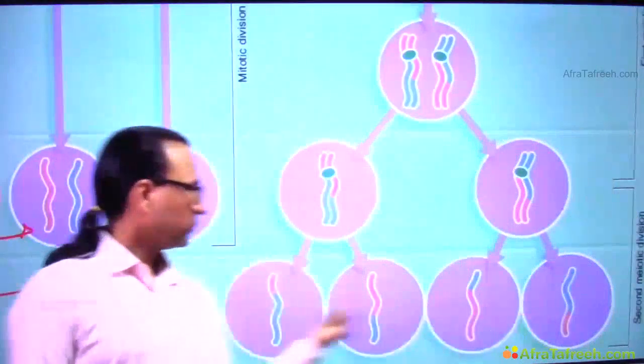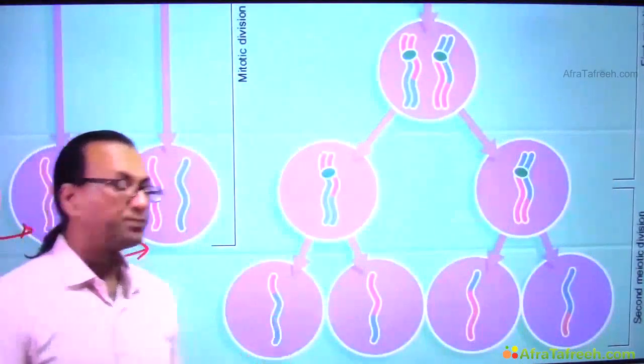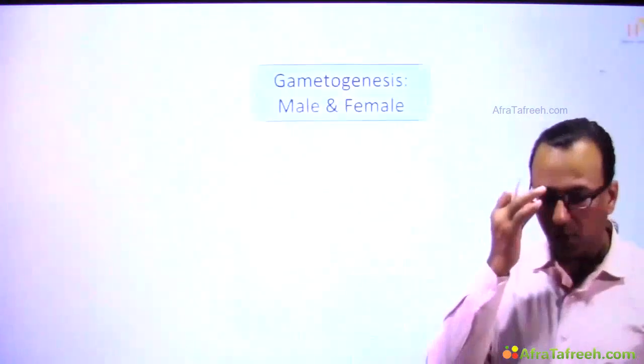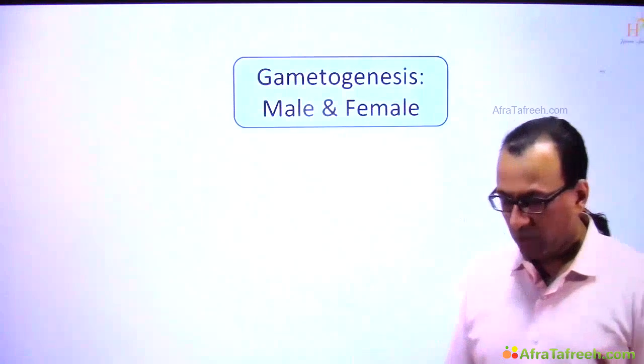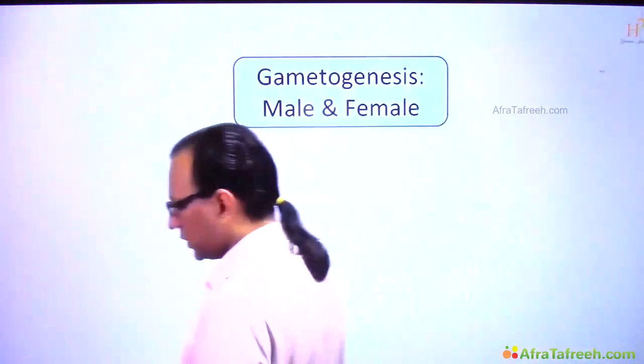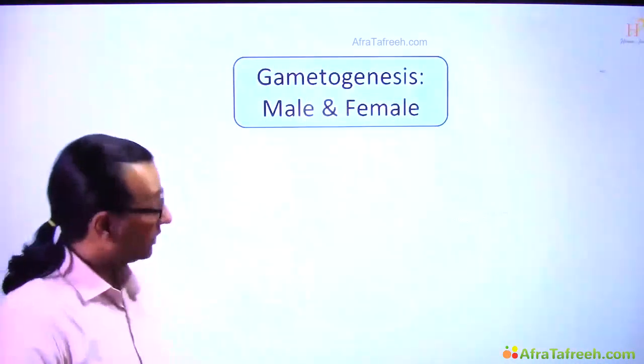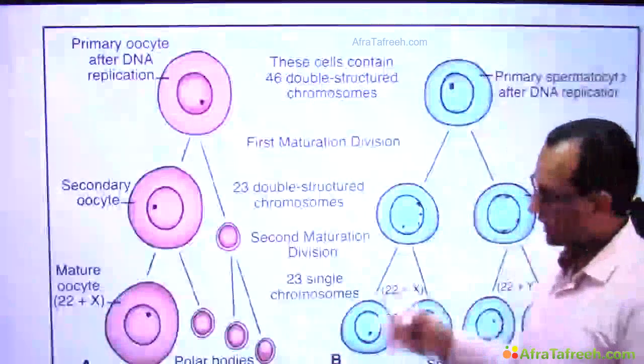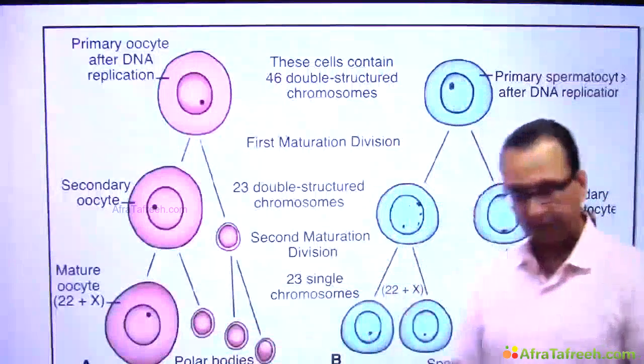So we want to talk about some more details now. As you will see, we are talking about gametogenesis, male and female. Male means spermatogenesis. Let us first focus upon spermatogenesis. And there comes a question which is asking you about the polar bodies.